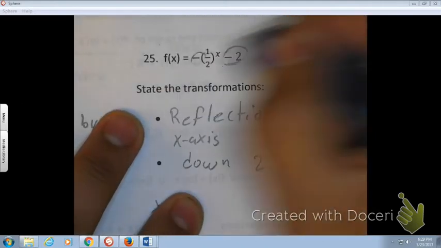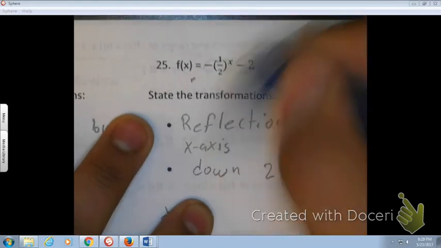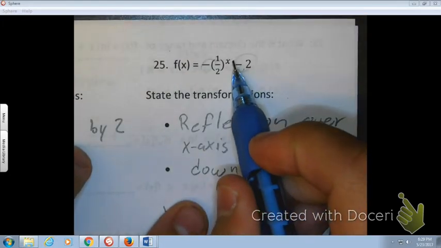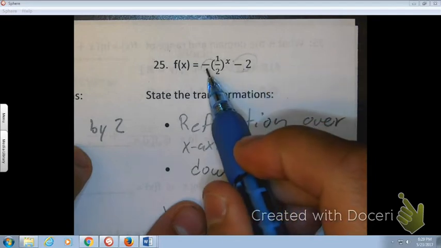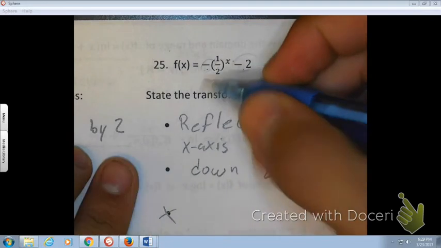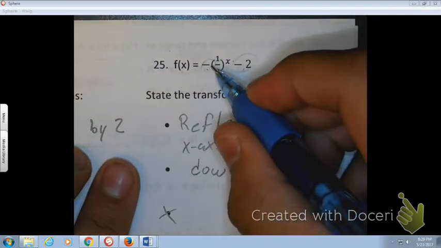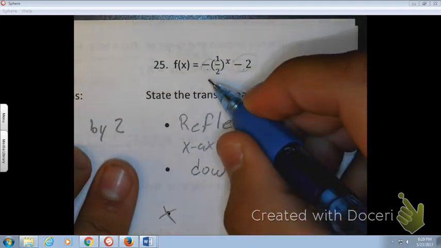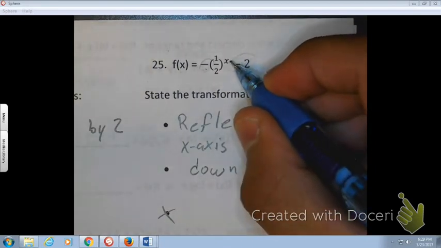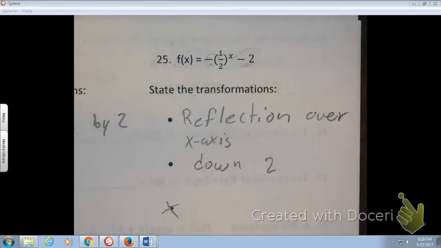Remember, the number that is all the way to the right, it's not a little number, moves it up and down. This one makes it reflect if it's negative. And the number, if we have a 4 or 5, makes a stretch, if we have something lower like 1/2, 1/4, makes it compress. Okay? Then the number in the top with the x makes it move side to side.